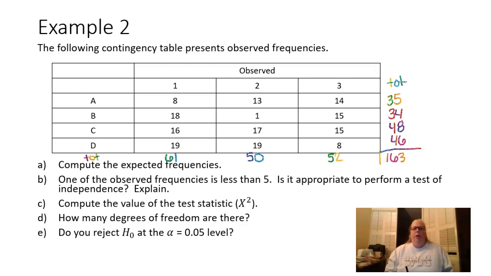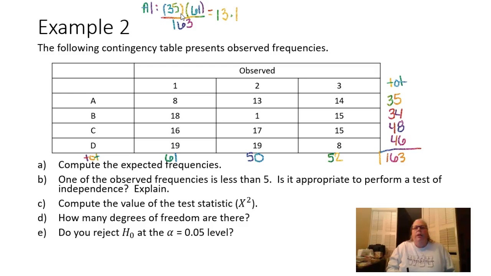Now I need to compute all of the expected frequencies, and it looks like, once again, I'm going to have 12 of them to calculate. All right, so I'm going to start with cell A1, and row A had a total of 35. And column 1 had a total of 61. And then the grand total was 163. And when we put this into the calculator, and we round to 1 decimal place, we get about 13.1.